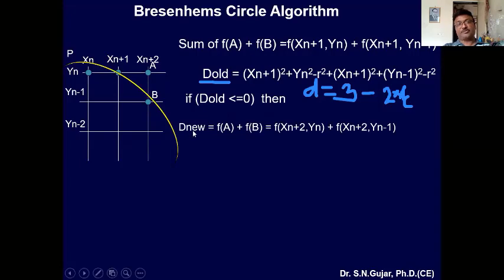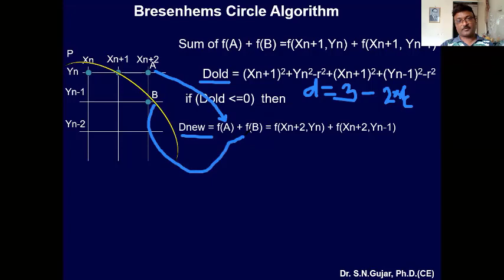I have to select d new. See here I have written d new. So d new is for what? This is my f of a, see f of a over here. This is my f of a and this is my f of b. Understood? And what are the coordinates of f of a, f of b?